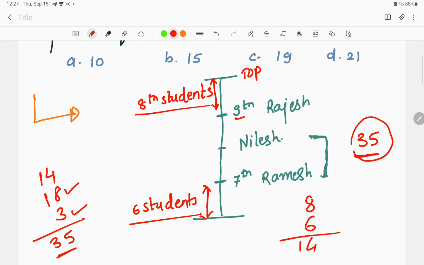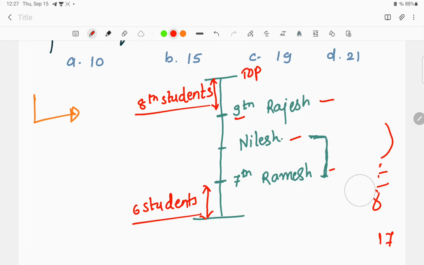So as we know, there are total 35 students. If we calculate 14 plus 3, that is including Rajesh, Nilesh and Ramesh, 14 plus 3 is 17, right? So 35 minus 17, we get 18 students. So basically 18 students are left in between both of them, right? So basically this is how we calculate.